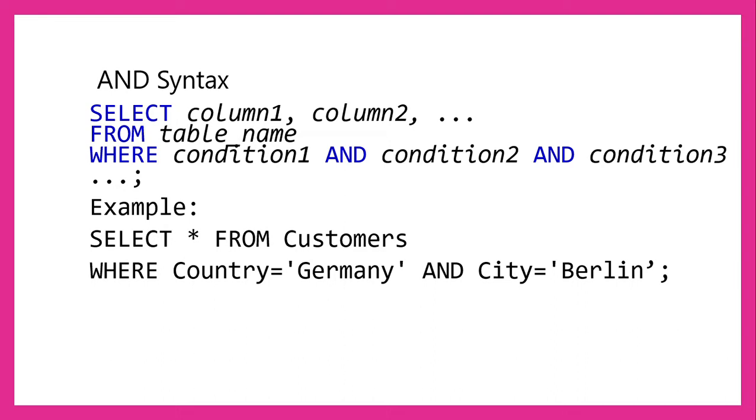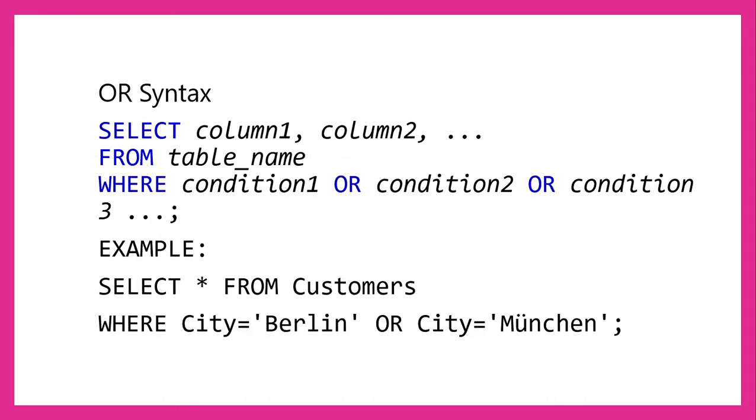If any one of the conditions is not fulfilled, let's say in place of Germany it is written that country is UK but city is Berlin, so it will not display those records. It will display only those whose country is Germany and city is Berlin. Both the conditions should be true.